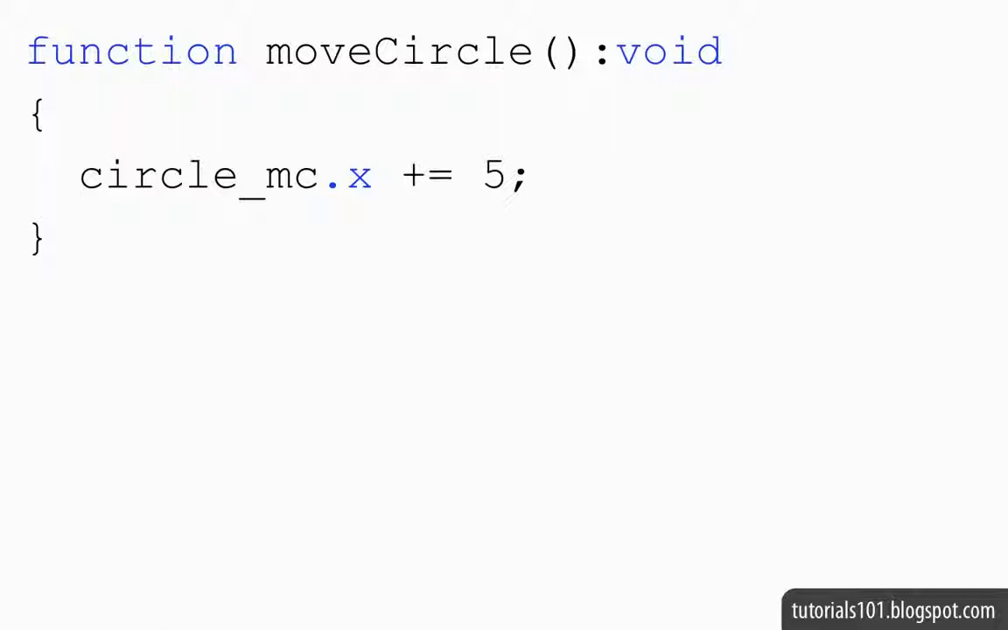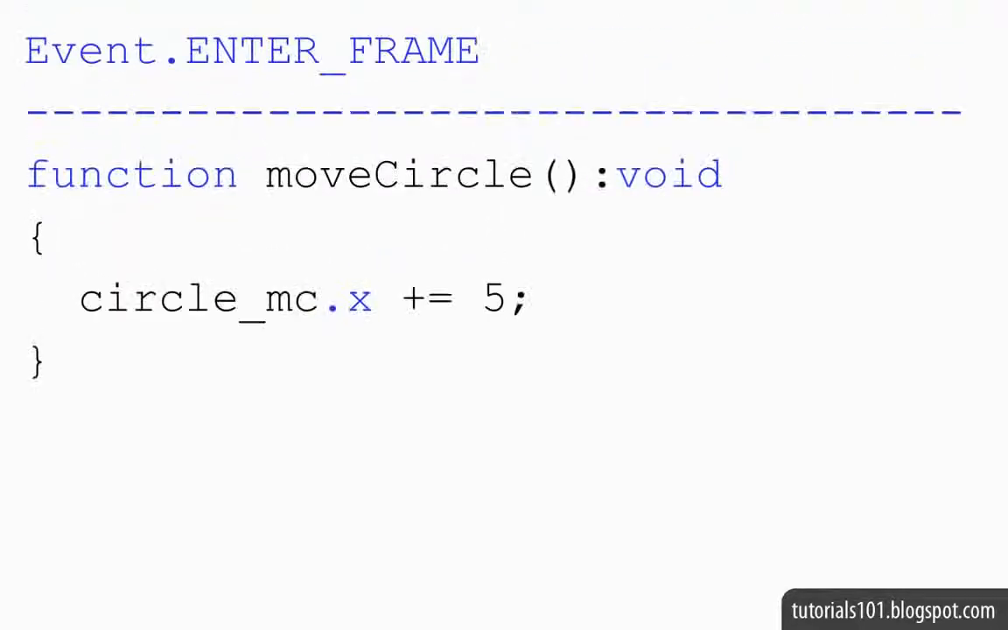This is where the enter frame event comes in. We know that the enter frame event gets dispatched numerous times depending on the Flash movie's frame rate. So what we can do is register this function to the enter frame event so that every time the event gets dispatched, then the function is going to run. So by using an enter frame event listener, we are going to be able to animate an object using code.